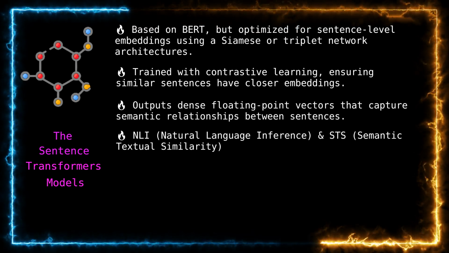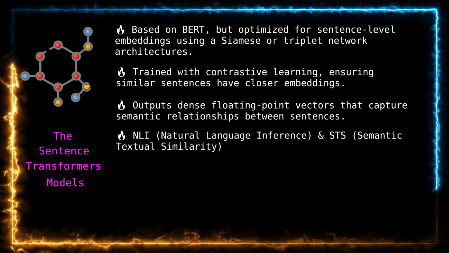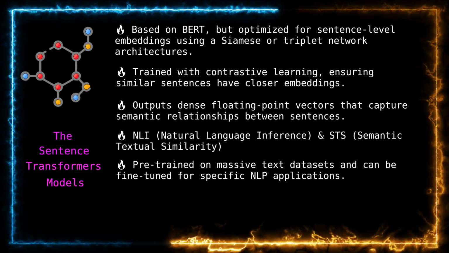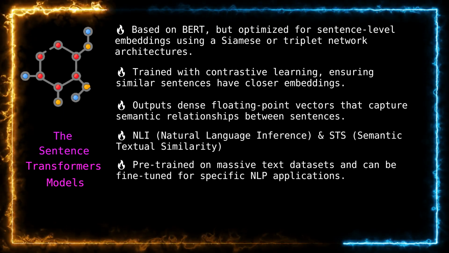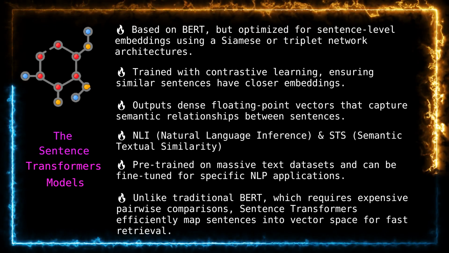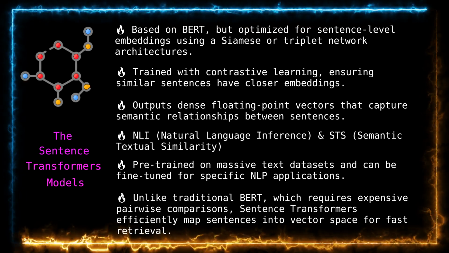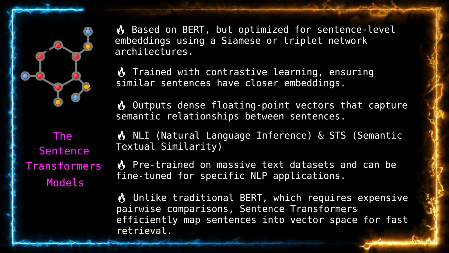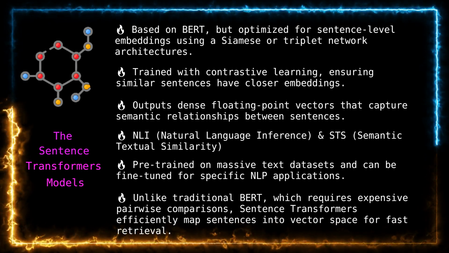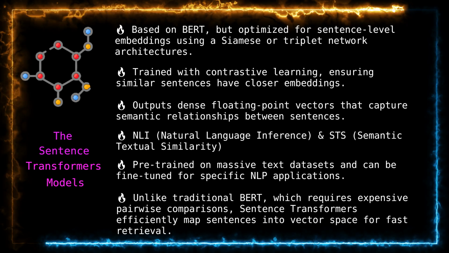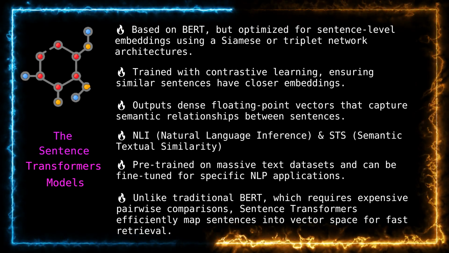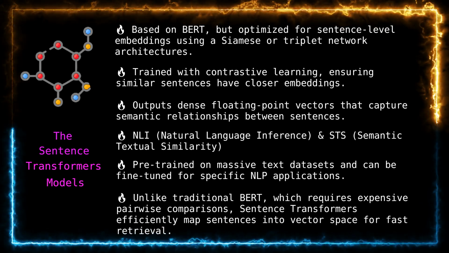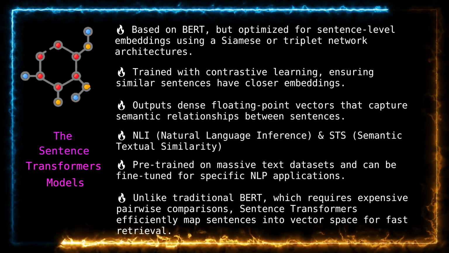They output dense floating-point vectors that capture semantic relationships between sentences, are pre-trained on massive text datasets, and can be fine-tuned for specific NLP applications. Unlike traditional BERT, which requires expensive pairwise comparison, sentence transformers efficiently map sentences into a vector space for fast retrieval. BERT is great for token-level tasks, but inefficient for sentence comparison, since it requires comparing each pair. Sentence transformers map them into a shared embedding space for fast similarity search.